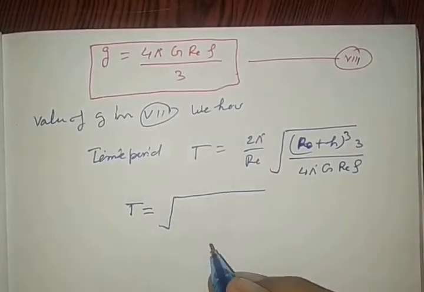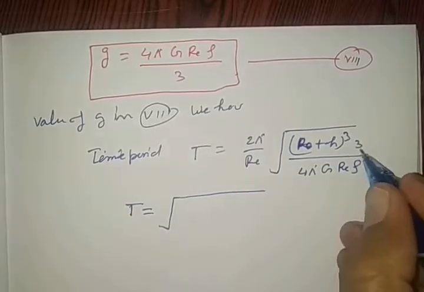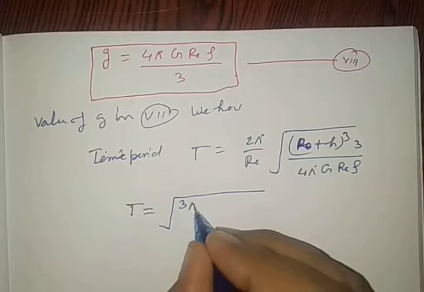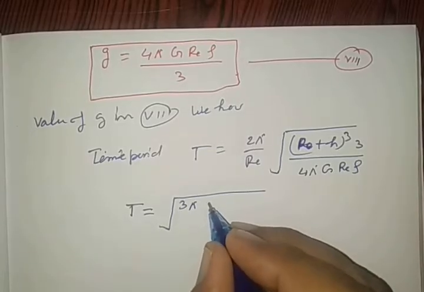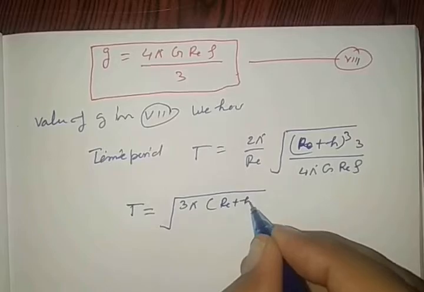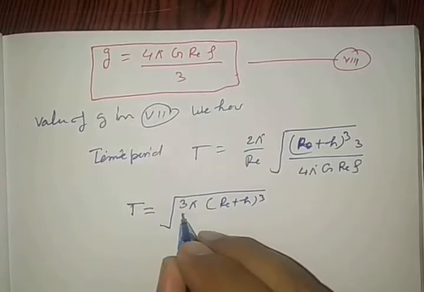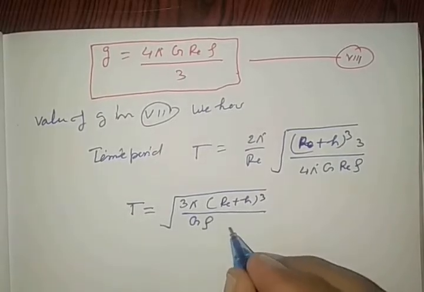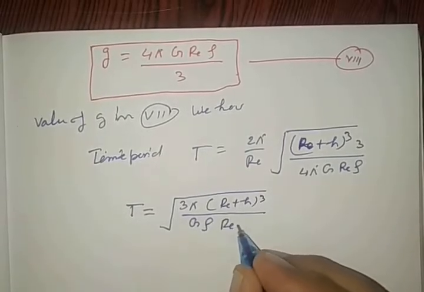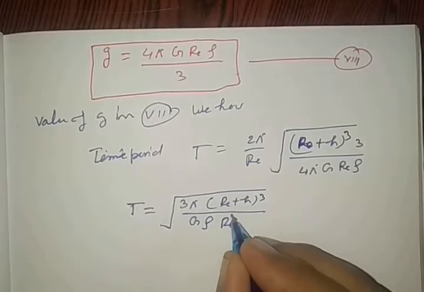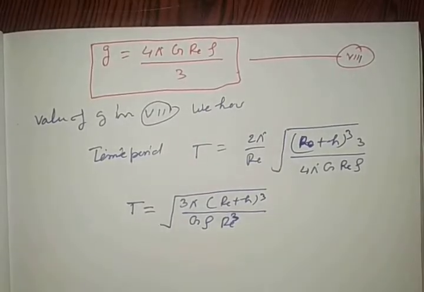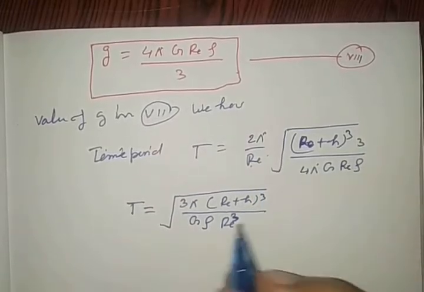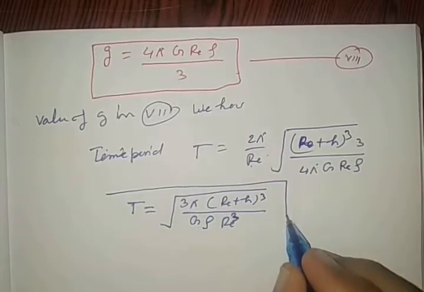T is equal to under root 3 pi by capital G, density of Earth, and Re cube, times (Re + h) to the power 3. This Re and Re will come inside, so it will become Re cube. It is equation number 9.